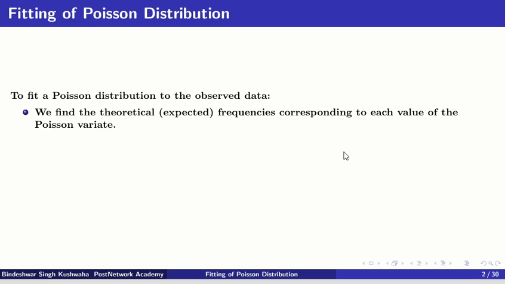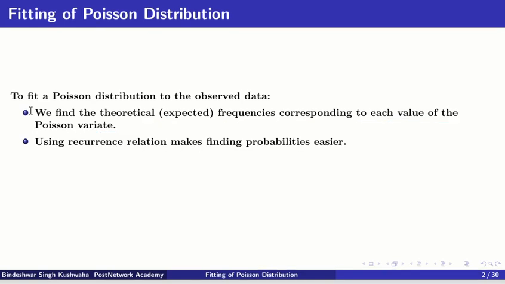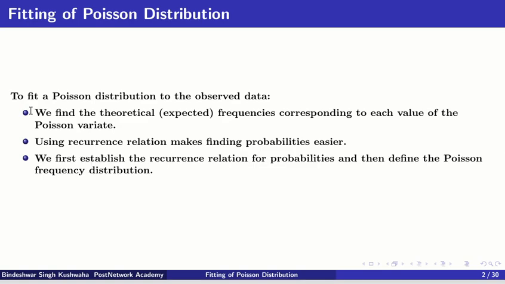To fit a Poisson distribution to the observed data, we find the theoretical or expected frequencies corresponding to each value of the Poisson variate. Thereafter, using a recurrence relation that makes finding probabilities easier, we first establish the recurrence relation for probabilities and then define the Poisson frequency distribution.